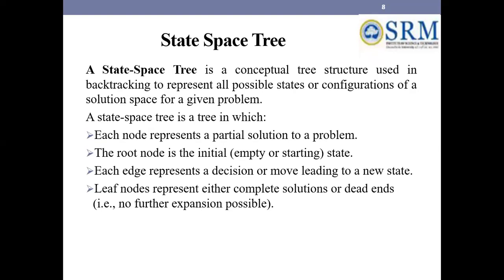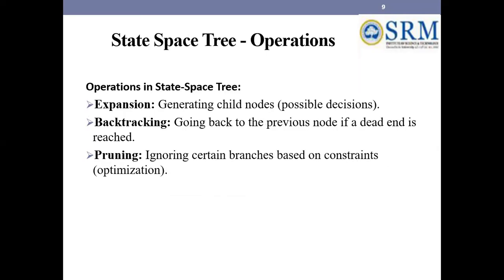And a state space tree is a conceptual tree used in backtracking to represent all possible combinations or states for the given problem. Each node represents a partial solution. The root node is the initial solution. The leaf node is a final solution or dead end. The nodes between root and leaf are called intermediate nodes, which show the intermediate results of the problem. There are two edges, left edge and right edge. Left edge is always adding the number to the root value. Right edge is without adding the number. This is the basic concept of a state space tree.